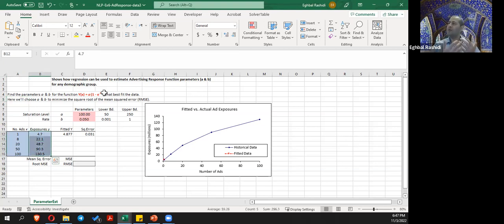We don't really know the function. I mean, maybe there is no function. What we have is historical data. We have historical data for the amount of advertising that we do and the exposure that we get. So using this function that we try to estimate, we're trying to find the relationship. So we're trying to find A and B that give us the best estimation for that relationship.